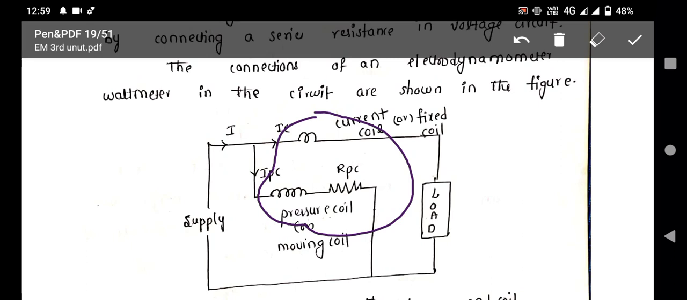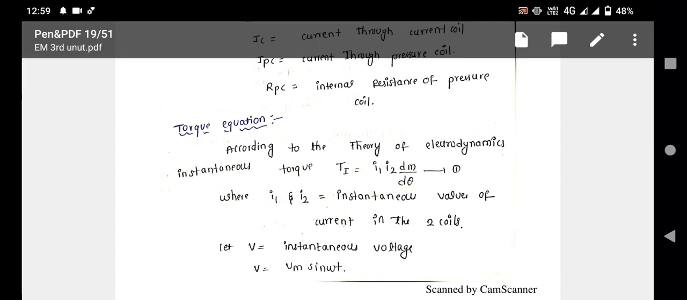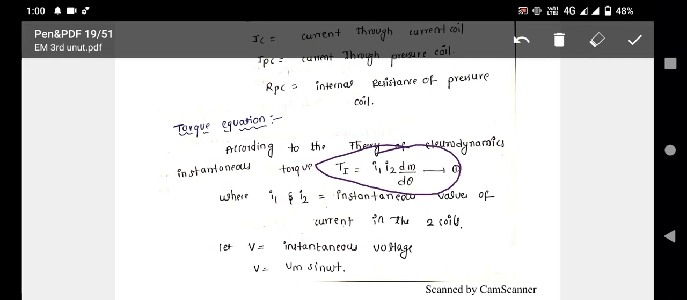For the wattmeter, the torque equation is important. We consider the instantaneous torque in dynamometer type instruments. The instantaneous torque is given by Ti = I1 I2 dM/dθ, because there are two fixed coils and one moving coil, and torque exists between the fixed and moving coils. Here I1 and I2 are the two coil currents, and v is the instantaneous voltage, which can be written as Vmax sin ωt.